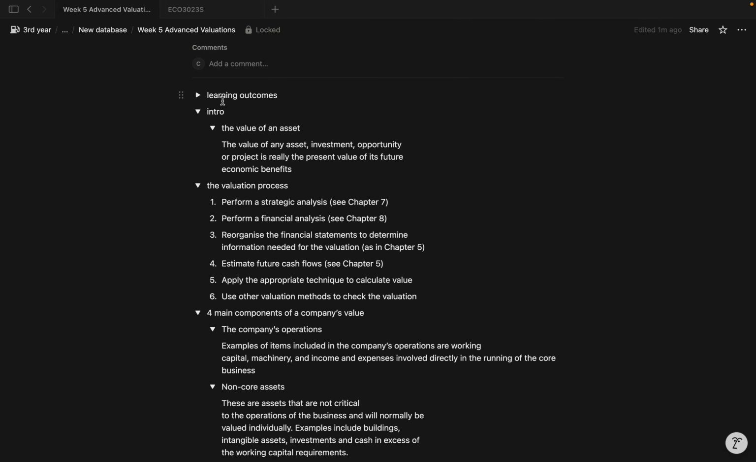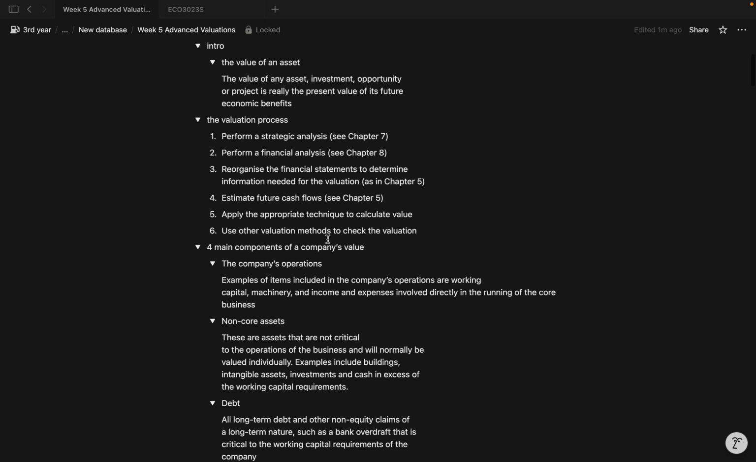So those are the learning outcomes. Introduction. What is the value of an asset? The value of any asset, investment opportunity, or project is really the present value of its future economic benefits. And that's important for this module because we're working a lot with net present value. So maybe that'll be asked in a definition question.